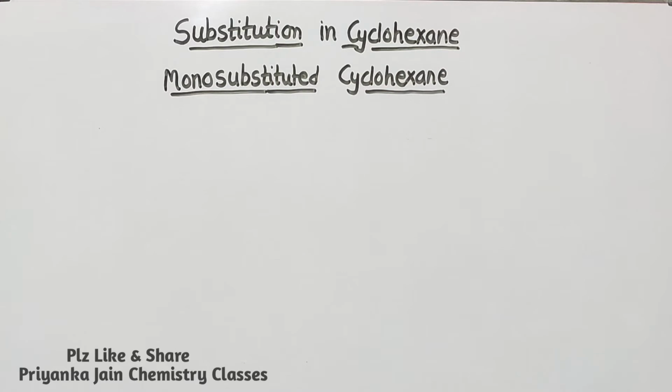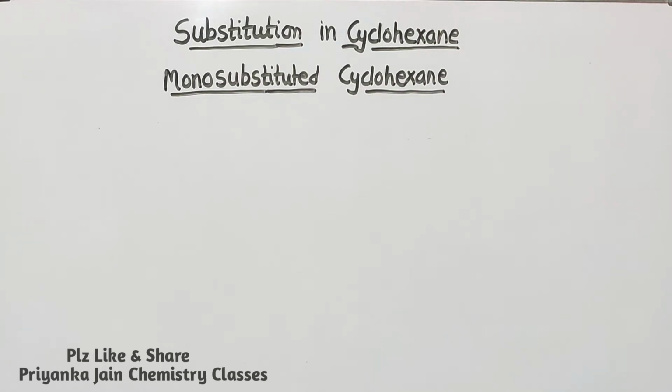I am Priyanka Jain and we are studying stereochemistry. In our last lecture we have seen the different conformations of cyclohexane. Now there is one more very important thing. We have to see the substitution in the cyclohexane, at which position we have to put the substitution. This is a very important question that is asked every year in the question paper, so you should know about this.